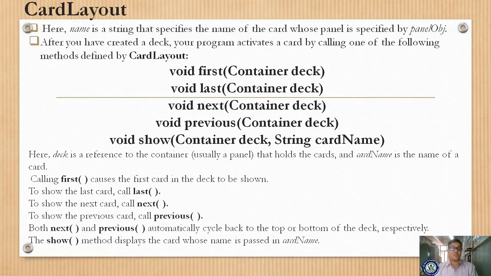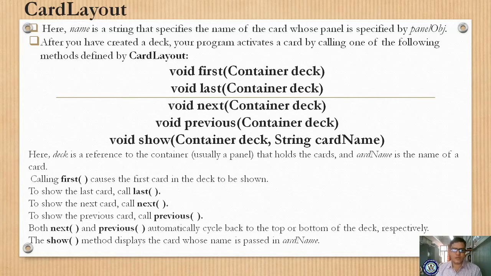While picking up your layout, it will automatically choose according to this card layout. There is void first(Container deck), which shows the first panel, and void last, the last panel. You can treat it like that also. Void next is the next, and void previous is just like your navigation controls. Based on the navigation controls, after the first deck there is a second, and so on.